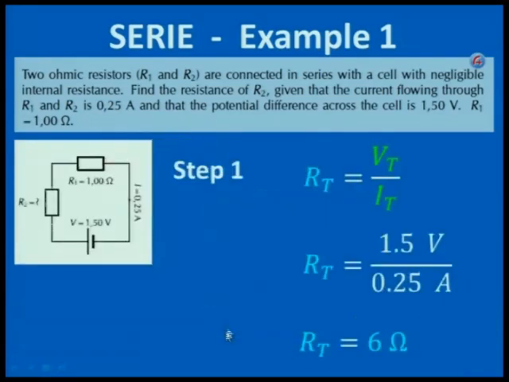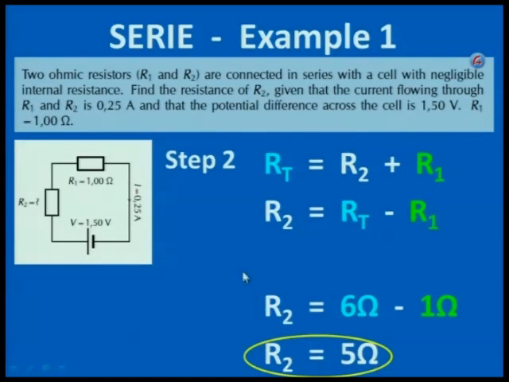So, step 1 would be to calculate the total resistance. The total volts in this circuit is 1.5, so you substitute that, and the current flowing through the circuit is 0.25 ampere, so you substitute that, which gives you 6 ohms. So the total resistance is 6 ohms.